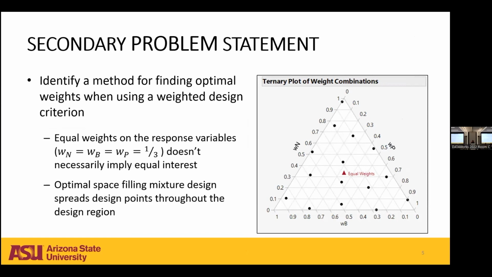So by requiring that the weights on the responses sum to 1, we can treat them like components in a mixture experiment. And with 3 responses, you can use a ternary plot to view all of the possible weight combinations and see that equal weights, which is that triangle in the middle, is just 1 point on that plot. But we can use a space-filling mixture design that's going to spread design points throughout the design region, which offers an efficient way to explore different weights in the criterion.